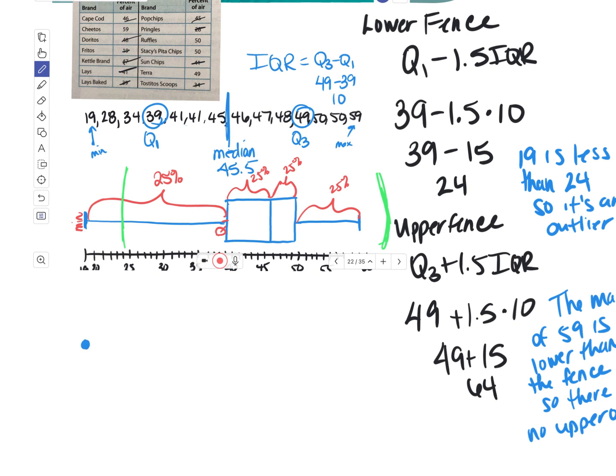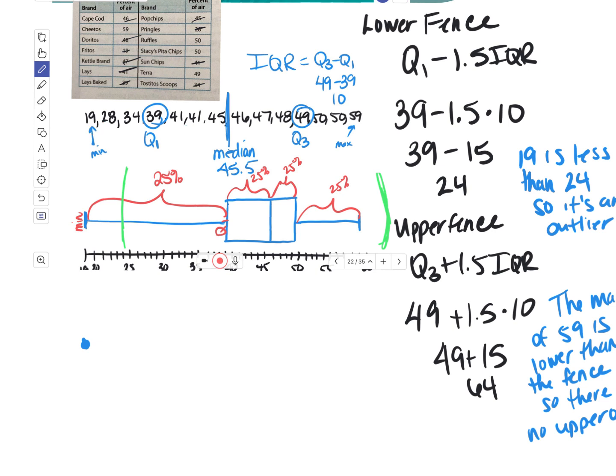We put a dot at 19. And my minimum, this part of the graph, gets pulled into the next data value. What's the next data value? 28. I do not put the fence on my box plot. The fence is not a data value. The fence is imaginary. That's why you can barely see it in the green, right? I don't put that on my graph. 19 is an outlier, so my next minimum would be the 28.